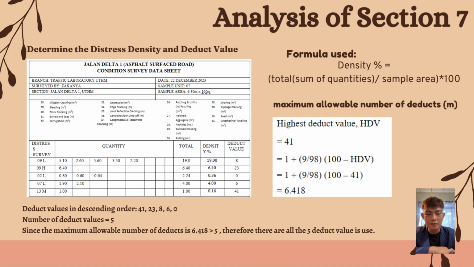We can get the value is 6.41x. So the deduct values in descending order are 41, 23, x, 6 and 0. So the number of the deduct values is 5. Since the maximum allowable number of the deduct values, 6.41x, is bigger than 5, therefore all 5 deduct values are in use.